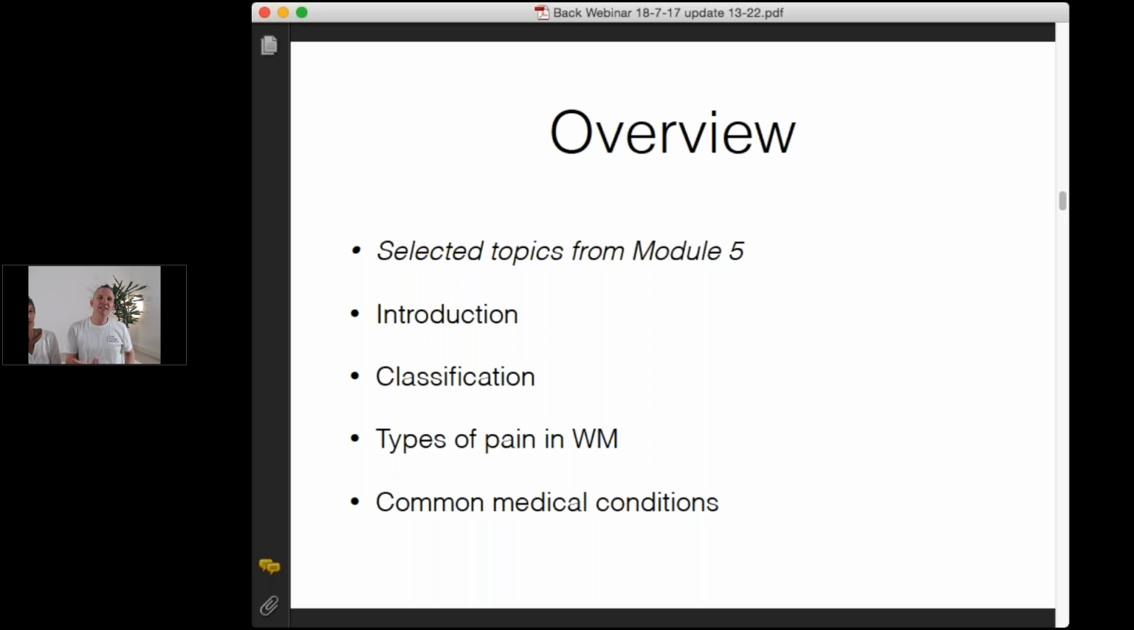So here's a few selected topics from Module 5, the theory module. We're going to just introduce you to the Western medicine understanding of back pain. Then classification of Western medicine, how it classifies different types of back pain, and then just some common medical conditions. So just a few slides.